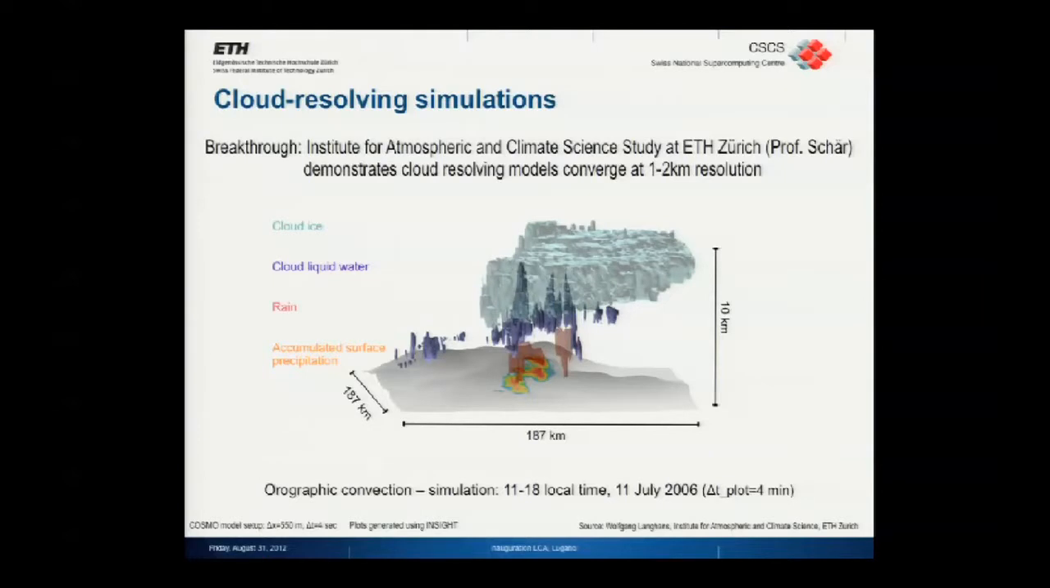clouds. Now, a recent breakthrough that happened in the group of Christoph Schär is that they showed that these weather cloud resolving simulations of climate or weather are actually converged at 1 or 2 kilometer resolution. So you don't have to go arbitrarily further in terms of the resolution.